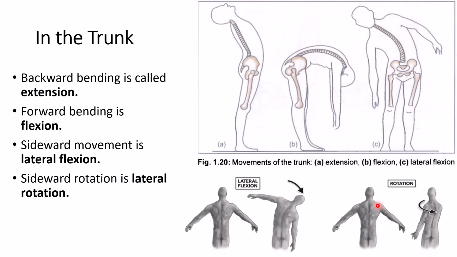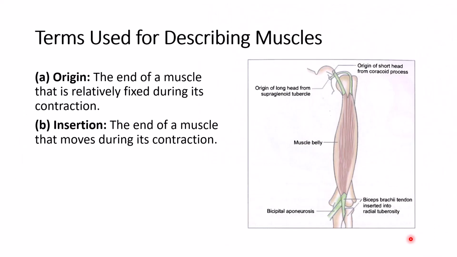Already we have talked about the neck. Now we are talking about the trunk, extension and flexion. The extension is the backward bending of the trunk. This is called extension. But when we are bending the trunk forward, this is called flexion. Then the sideward movement of the trunk is called lateral flexion. Then the sideward rotation, when we are moving the whole trunk to the other side, is called lateral rotation. So these are the four movements in the trunk.